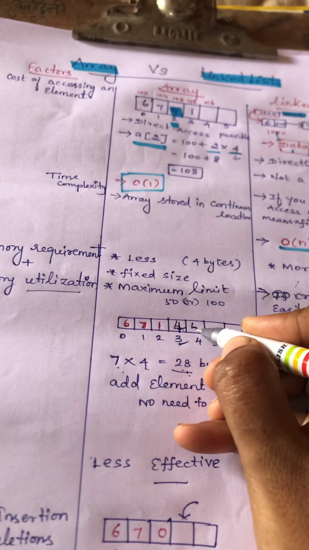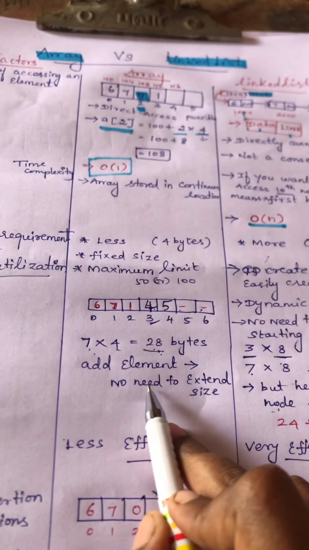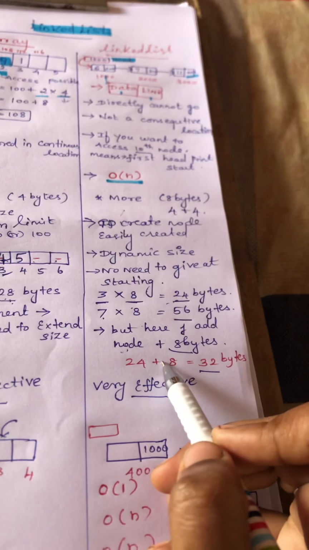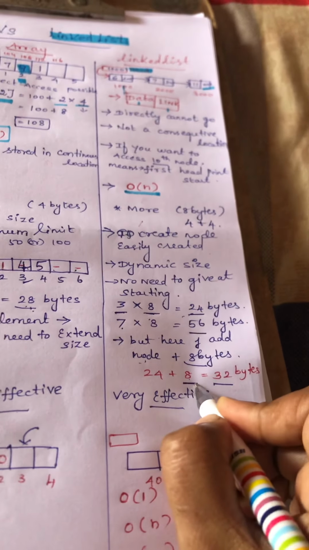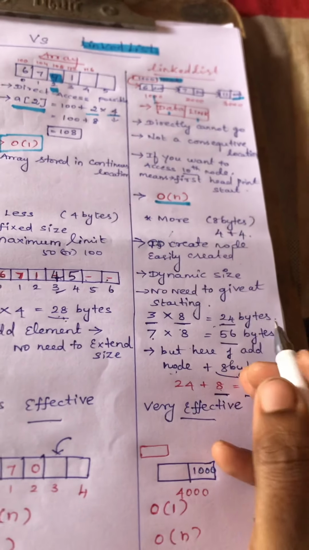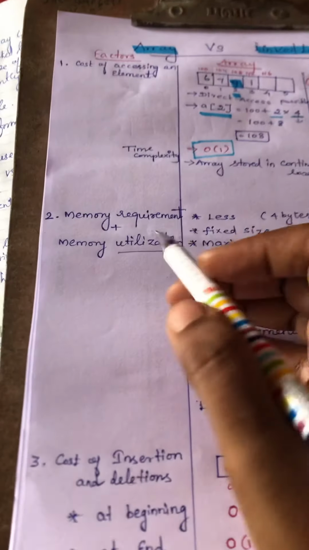If I want to add some element here, I can easily add it. Here there is no need to extend the size. In the linked list, if I want to add a node, I have to extend the size in bytes. Then only can I add the element. This is the second factor.